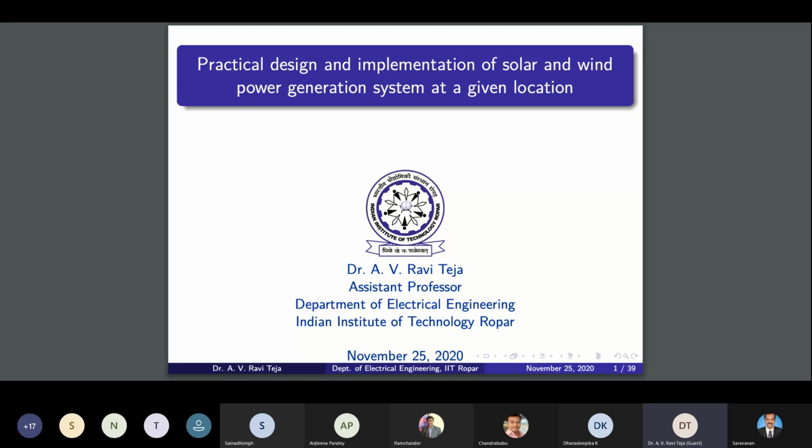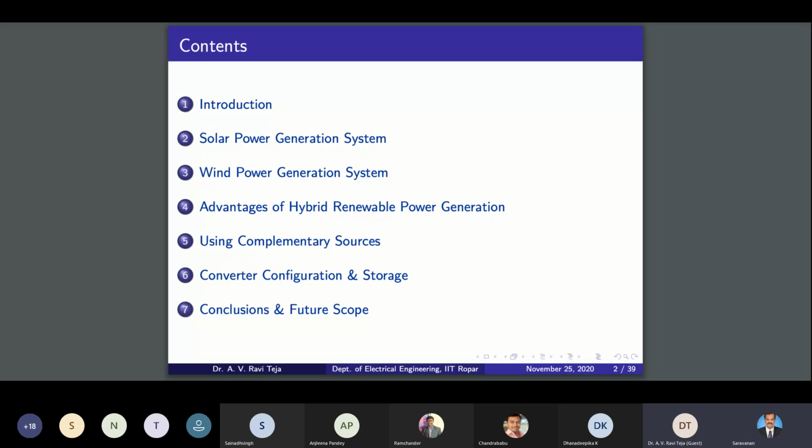So we will proceed. These are the contents of the talk. First, we will introduce the topic, and then we will go for solar power generation system. What are the factors that need to be considered while designing and implementing a solar power generation system? And then we will proceed to wind power generation system along similar lines. And then we will see the advantages of hybrid renewable power generation system, where hybrid means more than one renewable power source generating power at a time, and what complementary sources are. And then we will briefly discuss the converter configurations that we can think of for this hybrid renewable generation system, which includes solar power and wind power. And then we'll conclude the talk with some future scope.